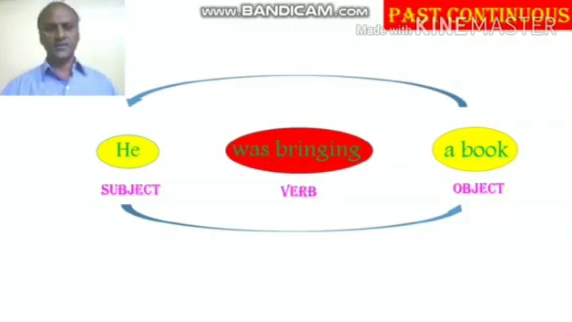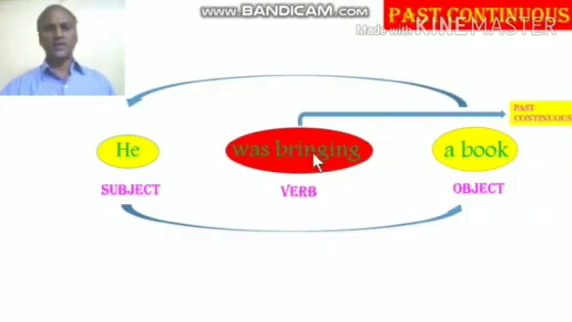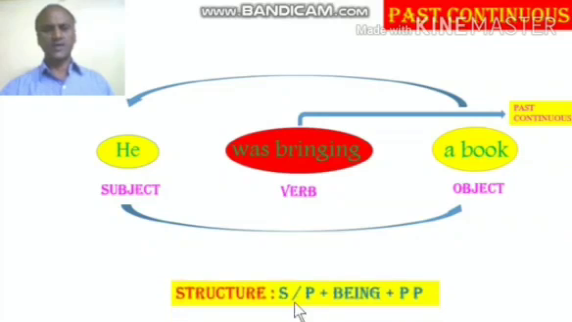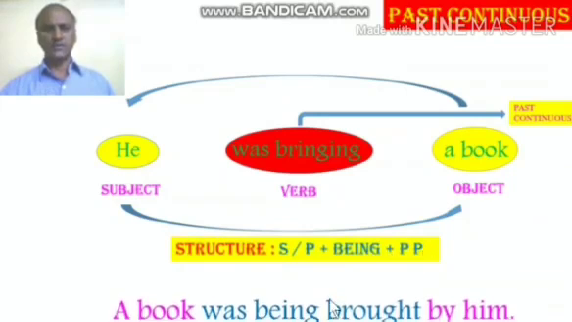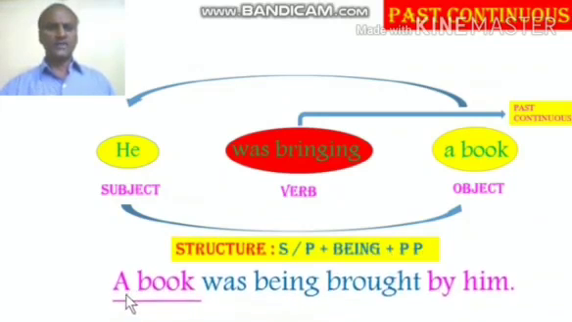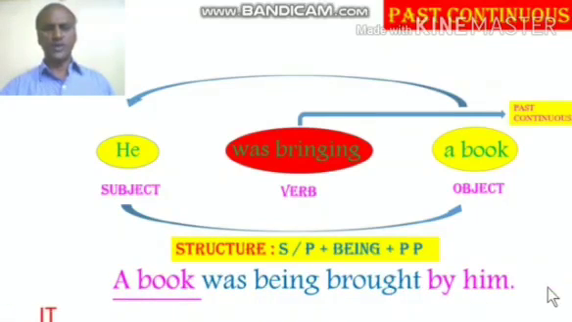Next, the third step is identify the verb which is given in the sentence in the form of active. Here was bringing is in the past continuous. Hence, the structure to be followed is singular plural plus being plus past participle. And the answer is a book was being brought by him.